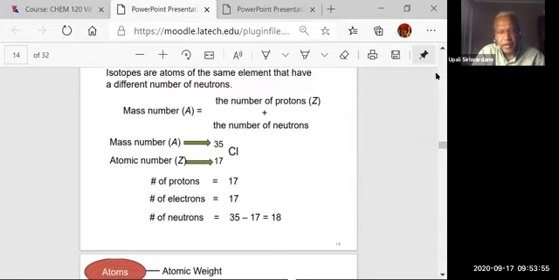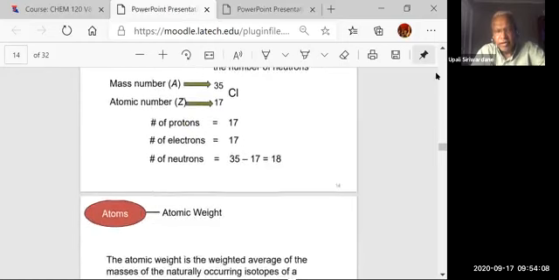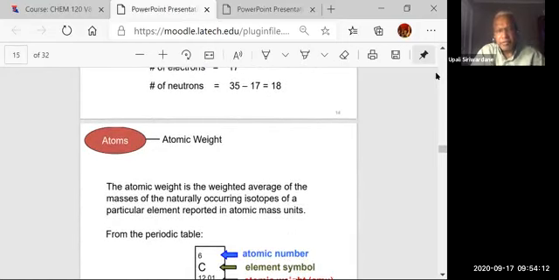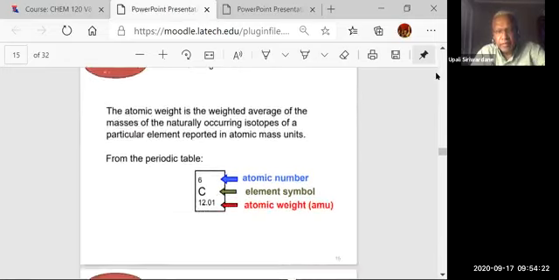Minus 17 is 18. I'm sorry. Proton number and the electron number is the same. Atomic number: in the neutral atom, the number of protons is equal to the number of electrons. Now, how do you get the neutron number from an isotope? You take the mass number and subtract the atomic number, and you get the number of neutrons.